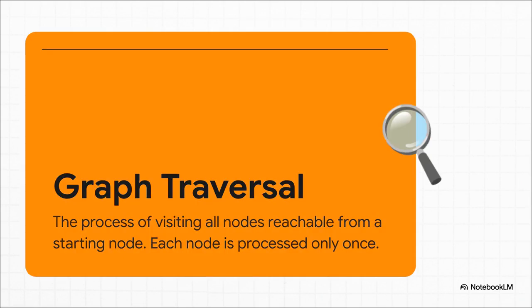So, what is graph traversal? Officially, it's just the process of visiting every single node in a graph, but in a very organized way, and you only visit each one once. The two big players, the workhorse algorithms for this, are depth-first search, or DFS, and breadth-first search, which we call BFS. And by the end of this, you're going to know them both inside and out.